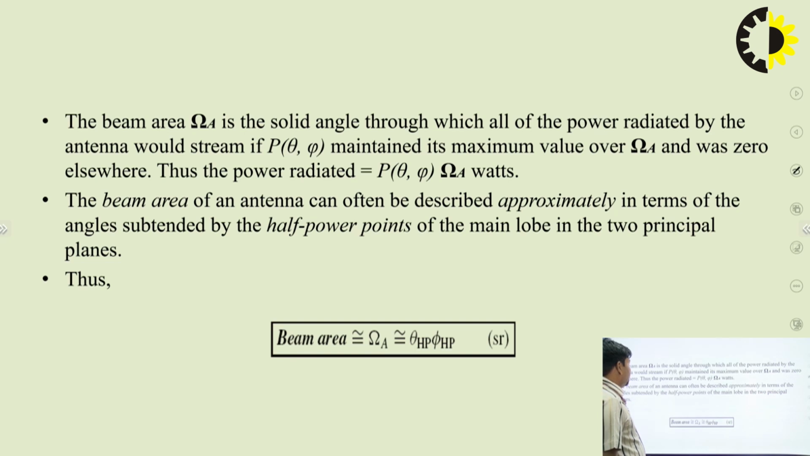Beam area can also be calculated in terms of the half power beamwidths in the theta and phi angles. Beam area is calculated as theta HP into phi HP. We calculate theta HP, the half power beamwidth, and phi HP in the azimuth and elevation planes, and then we calculate the beam area omega A in terms of theta HP and phi HP.